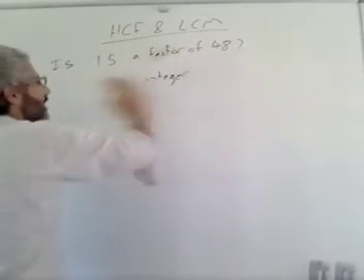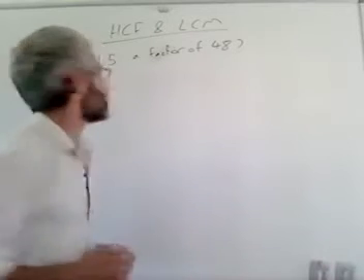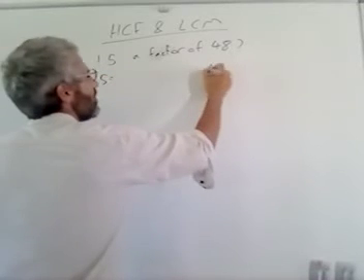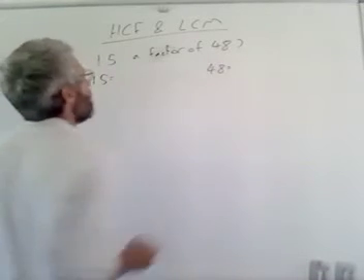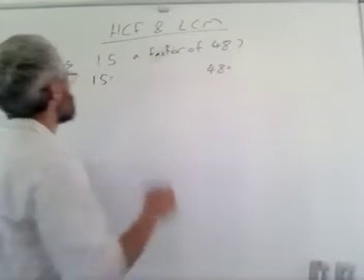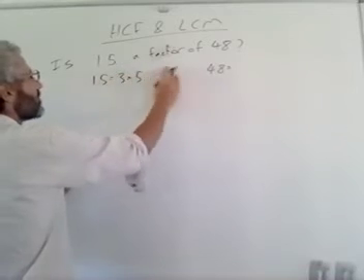But we can do it in a funky way, which will help us later understand highest common factor better. So what I'm going to do is write down both of these numbers as a product of prime factors. So I know that 15 is really 3 times 5.